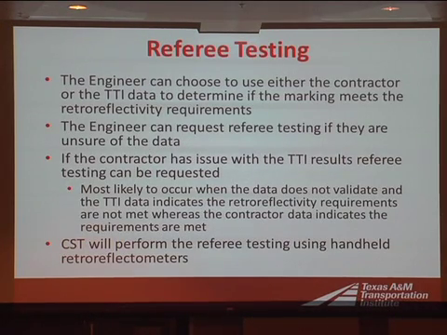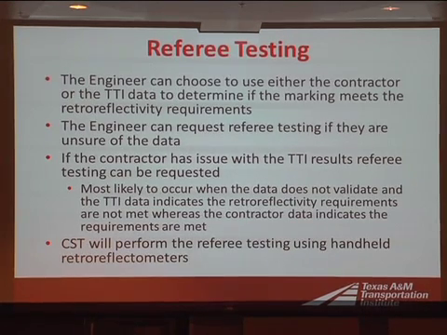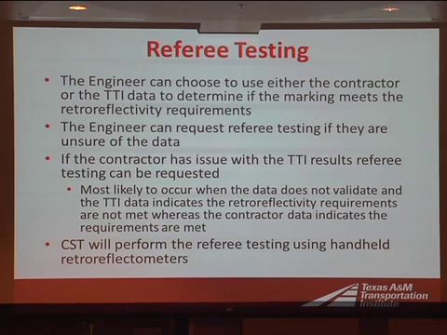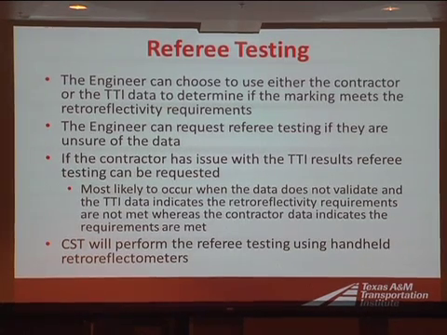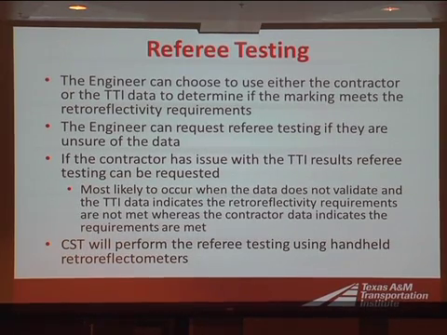So the referee testing. The engineer can choose to use either the contractor or the TTI data to determine if the marking meets the retroreflectivity requirements. If needed, the engineer can request referee testing. Also, the contractor can request referee testing if they think their data was good and that their markings are meeting the requirements, but we say it's not. They can contact the appropriate people at the construction division and request the referee testing.